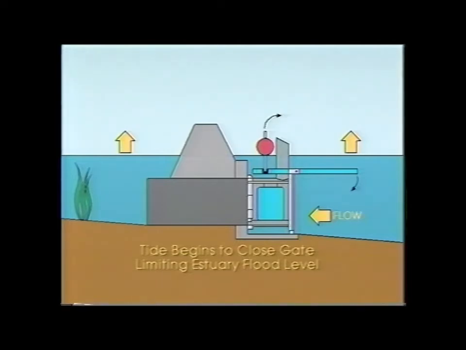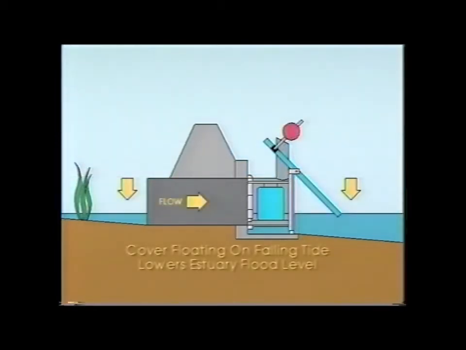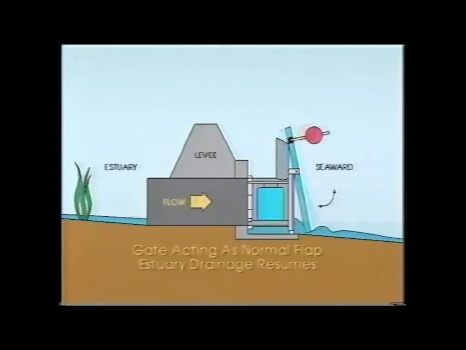At the user preset level, the tide begins to close the gate leaf, thus limiting the estuary flood level to a predetermined height. At normal high tide, the gate is fully closed, excluding any further tidal flooding. As the tide recedes, the gate leaf floats on the falling tide and allows the estuary level to lower. The SRT then again acts as a conventional tide gate. Estuary drainage resumes as it would in its natural state.